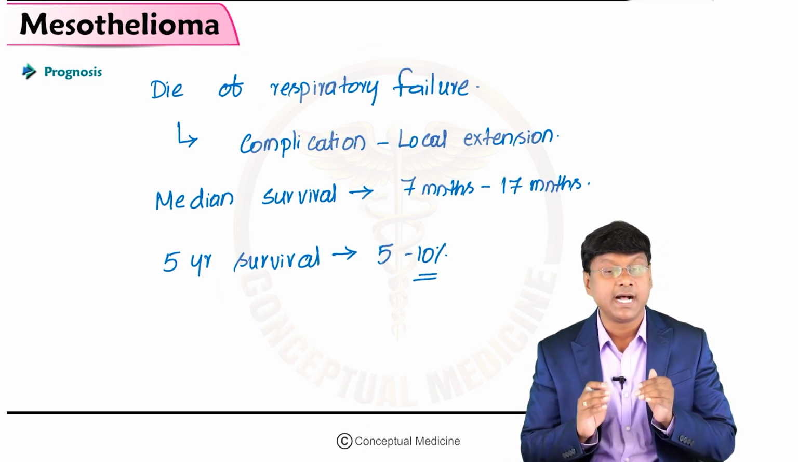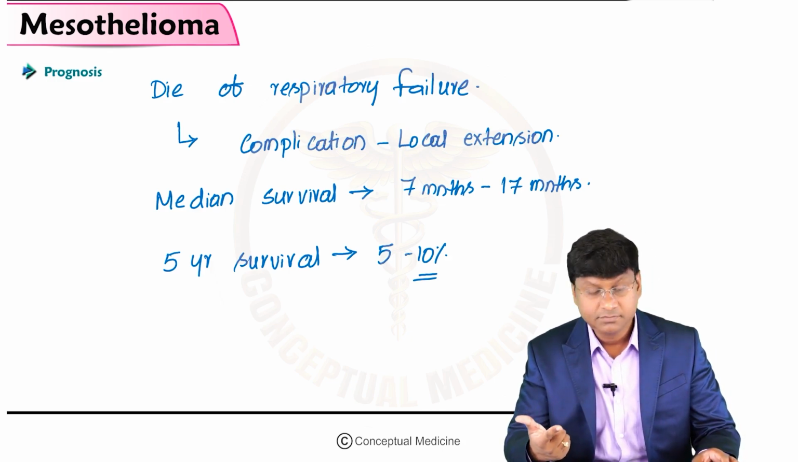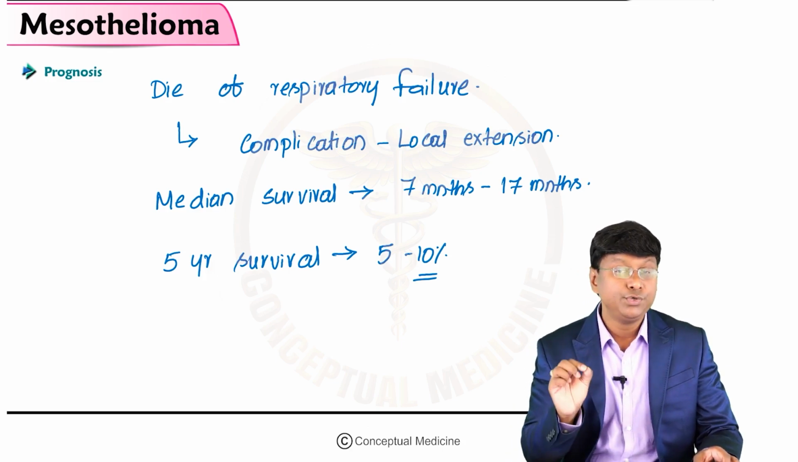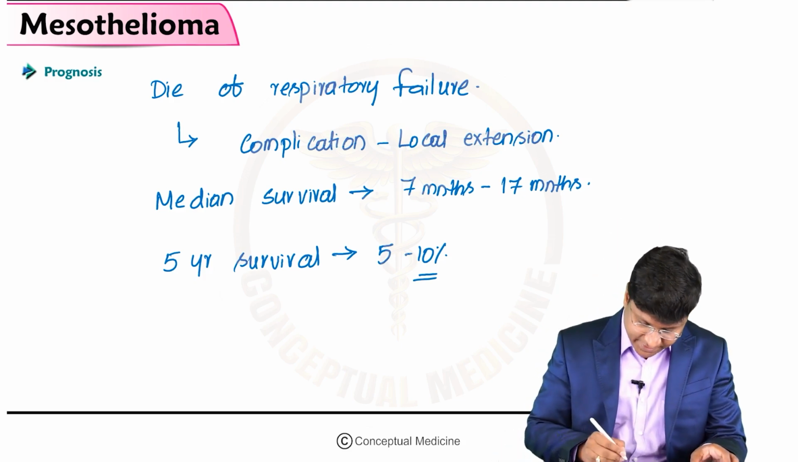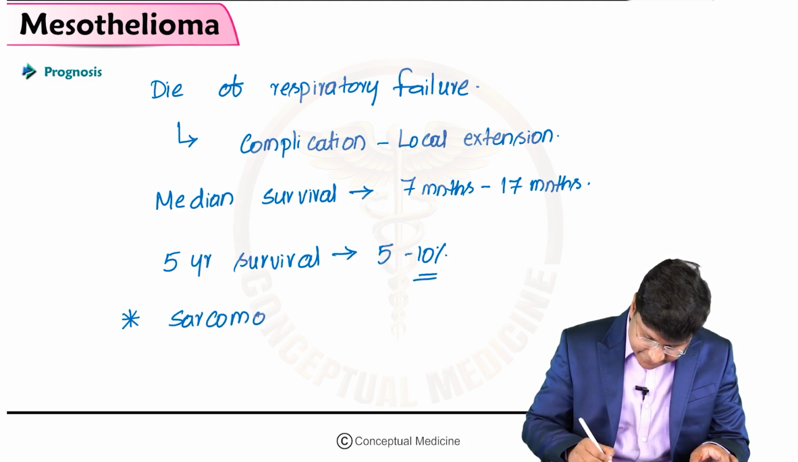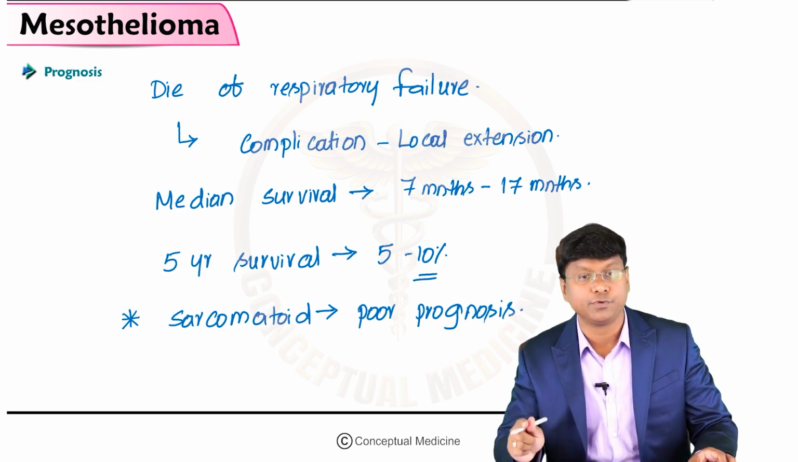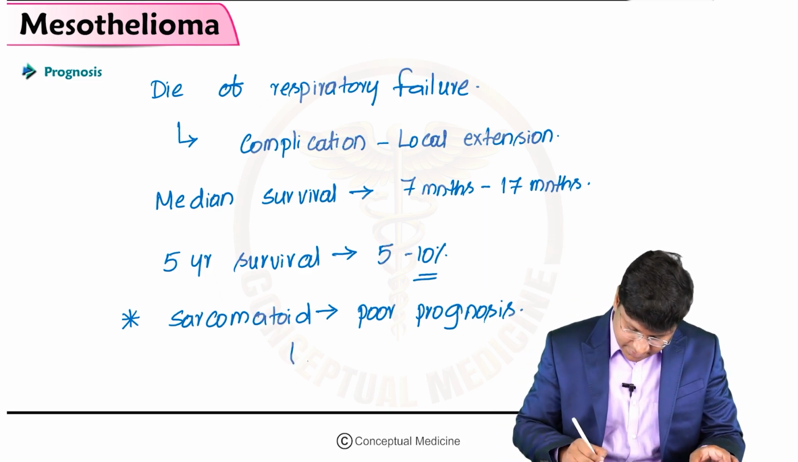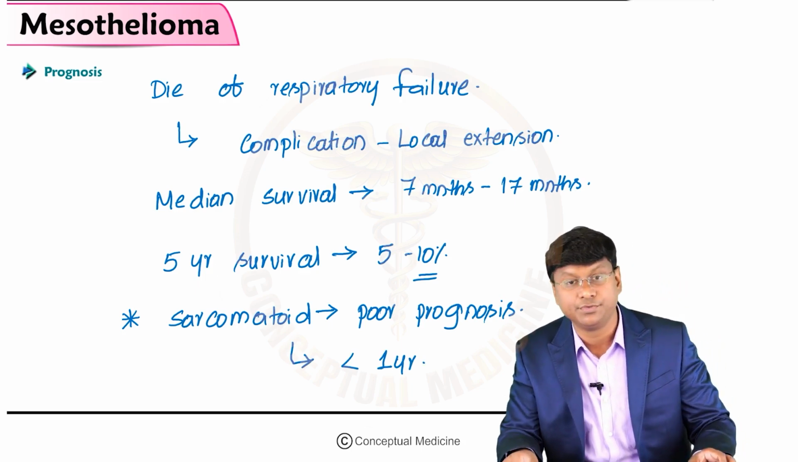And these tumors, like we have epithelioid, sarcomatoid and biphasic. Tumors that are predominantly sarcomatoid are more resistant to therapy. Okay, so please remember, this is a very important multiple choice question. Sarcomatoid tumors are resistant to therapy and they have poor prognosis. Median survival is less than 1 year in case of the sarcomatoid tumors.